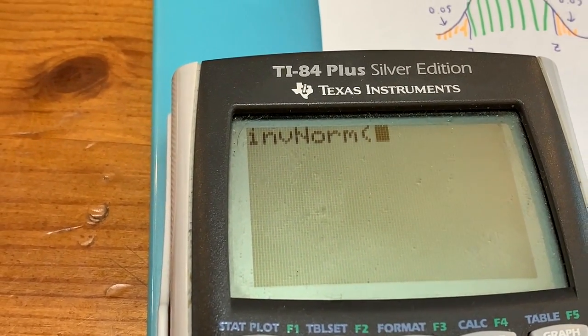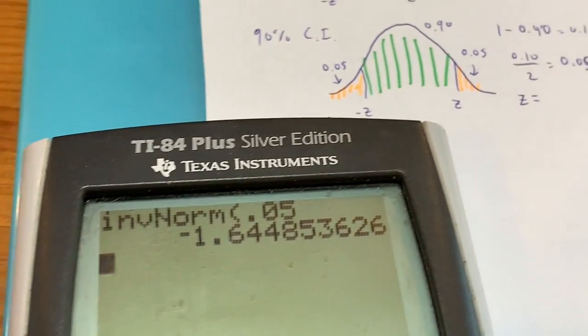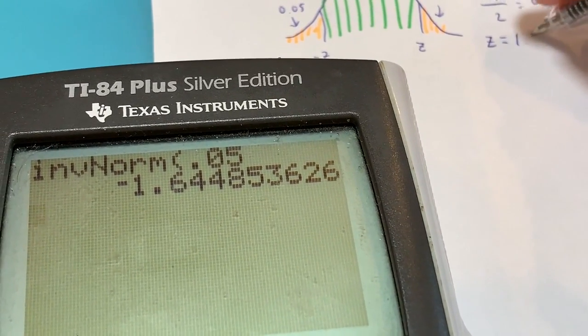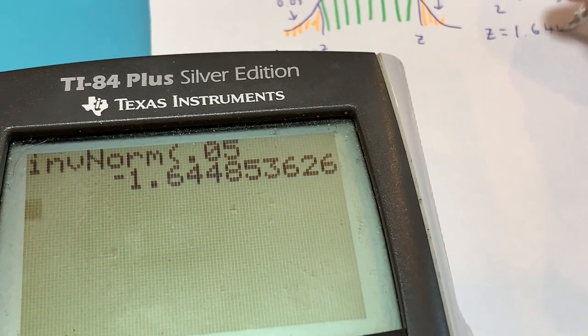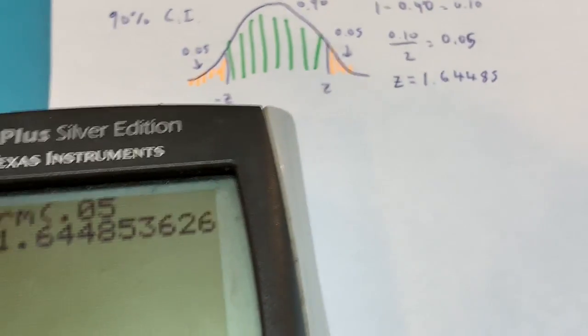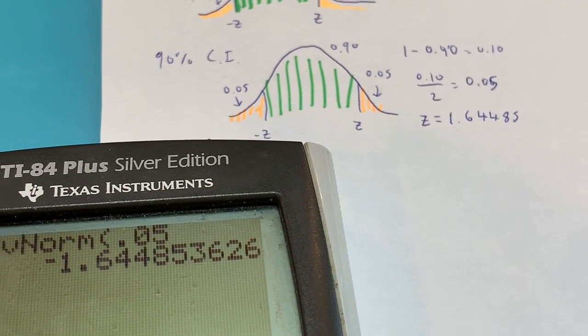Okay, so inverse norm, this time we're going to say 0.05. And again, we're going to drop the negative sign. So we're going to say that z equals positive 1.64485, just rounding to 5 decimals. And that's how you get the z-scores for the different confidence levels.